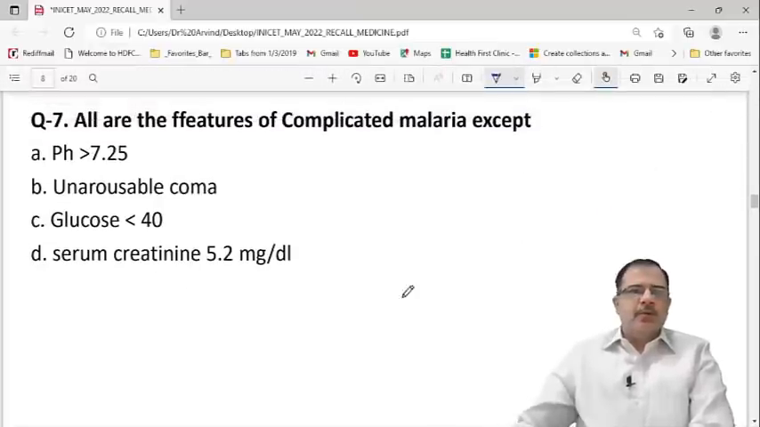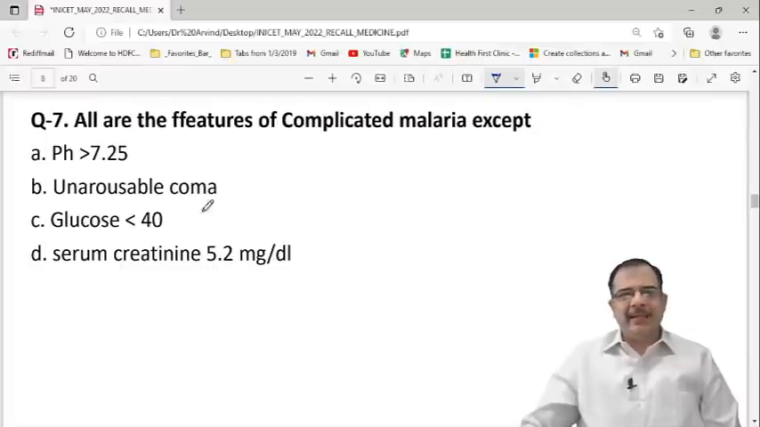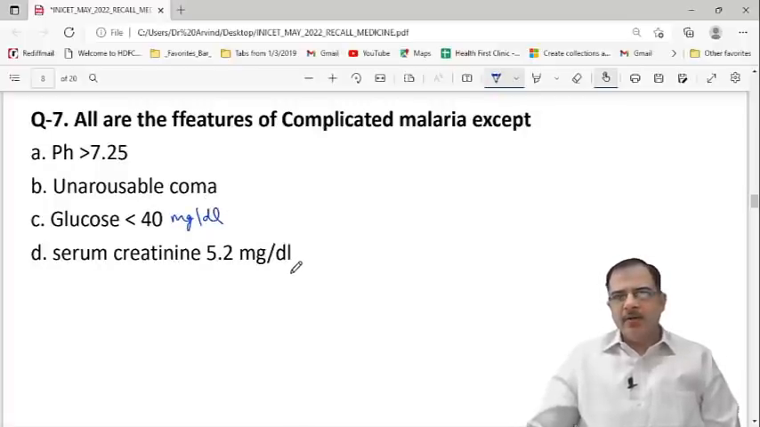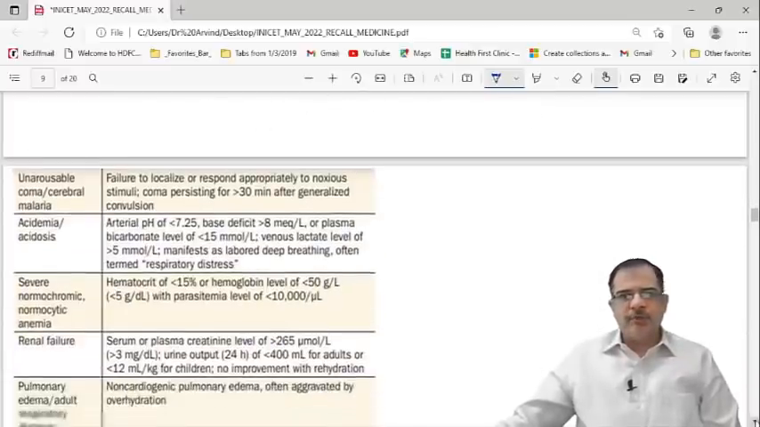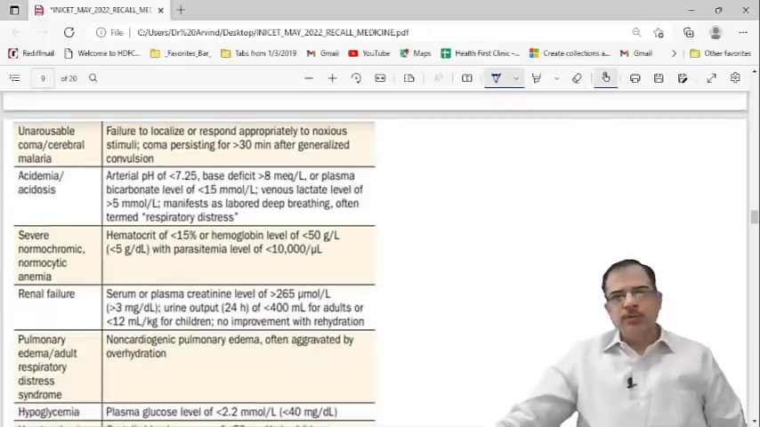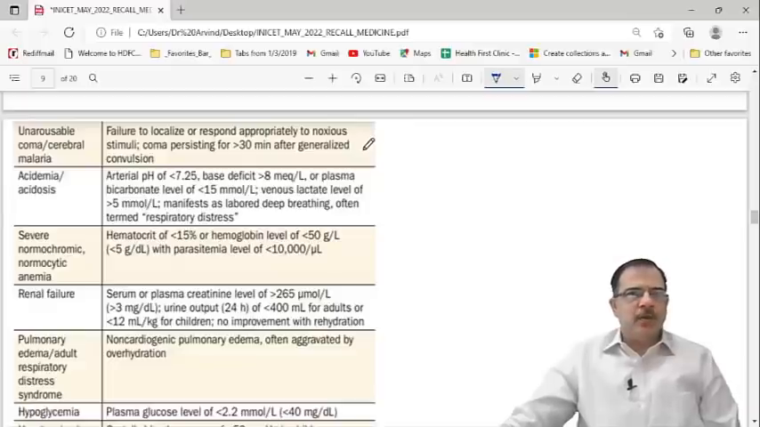Now, question number 7. All are the features of complicated malaria except: pH of more than 7.25, unarousable coma, glucose level of 40 milligram per deciliter, serum creatinine of 5.2. So let's see the features of complicated malaria. A very frequently asked question from the table of Harrison. There are some very important tables of Harrison which you should know. So these are the features of complicated malaria.